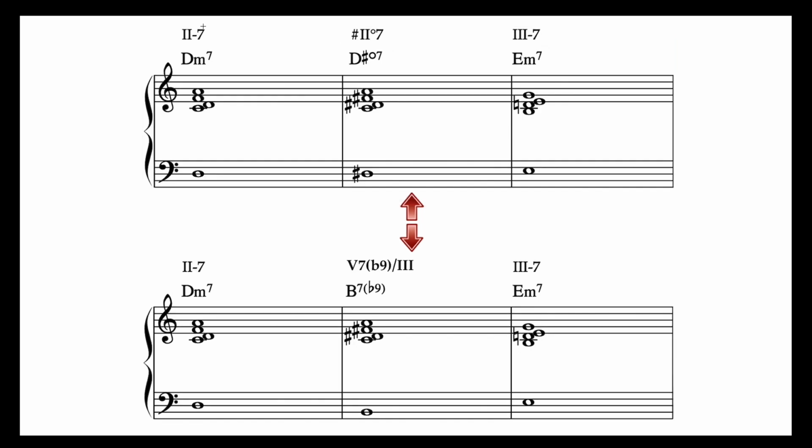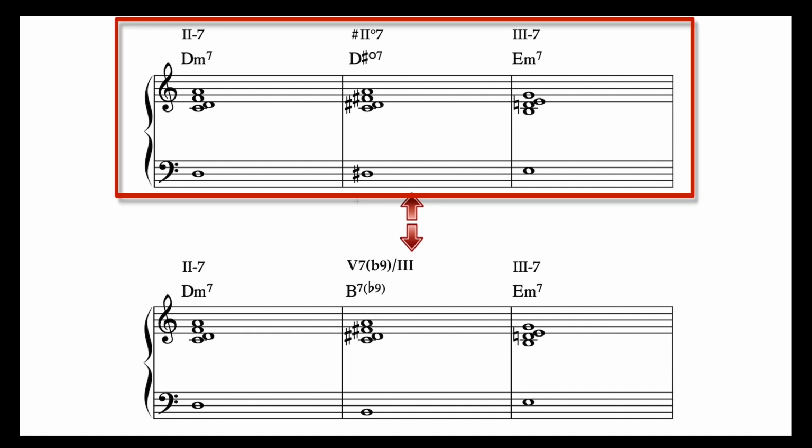If you look at the passing chord between the 2 chord and the 3 chord, the same principles apply. If you take the dominant 7 flat 9 of the 3 chord and remove the root, what you're left with is sharp 2 diminished 7 that resolves up a half step to the 3 chord and has that same secondary dominant function.